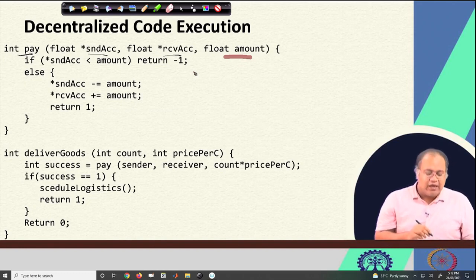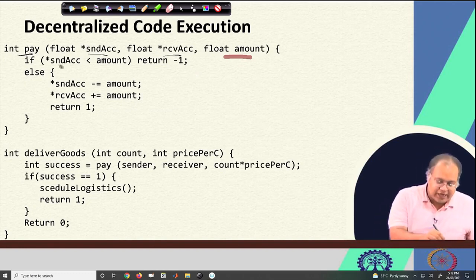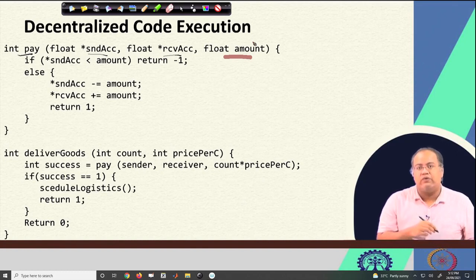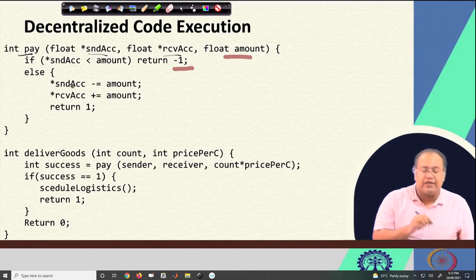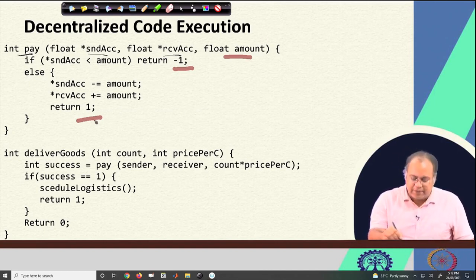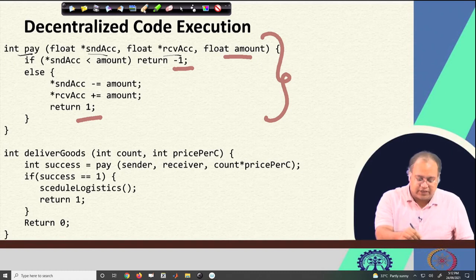Now, what you are doing is checking whether the sender account is less than the amount that you have to pay. If you have less money compared to what you have to pay, it returns a -1, indicating a failure. Otherwise, it deducts the amount from the sender account, adds that amount to the receiver account, and returns a 1, indicating success. So, this is something like a payment function.